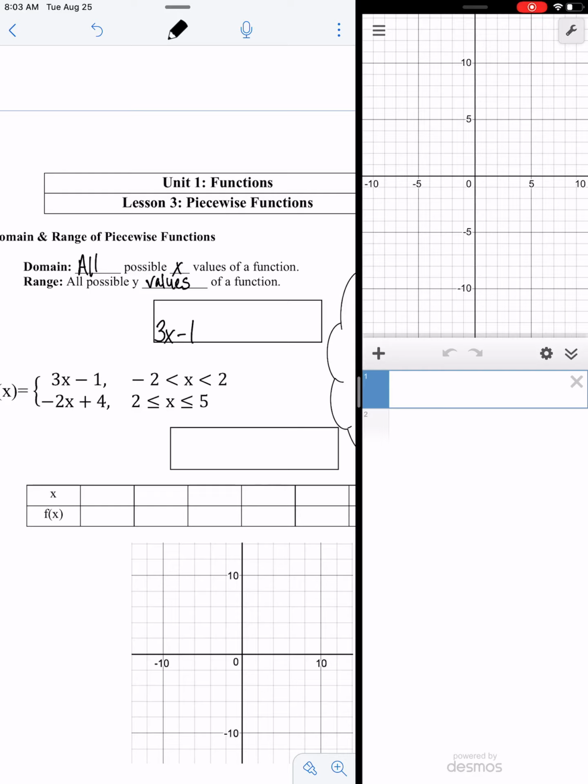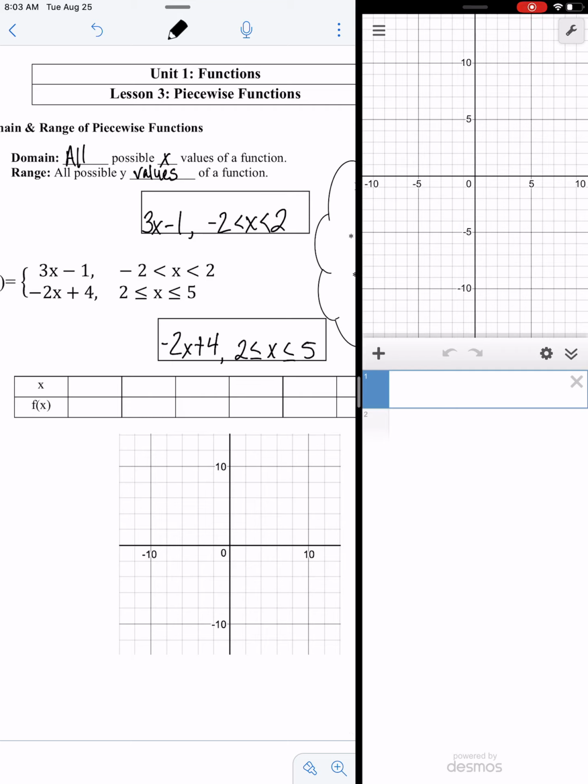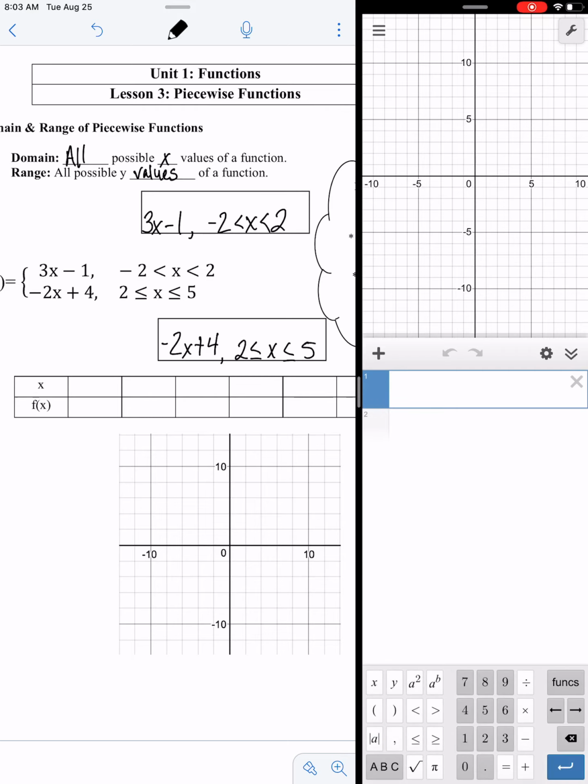3x minus 1 when x is between -2 and 2. And it's the function -2x plus 4 when x is between 2 and 5. Okay, so none of this has changed, right? If we can graph this, it'll be a lot easier to talk about than trying to find domain, trying to find range of equations.